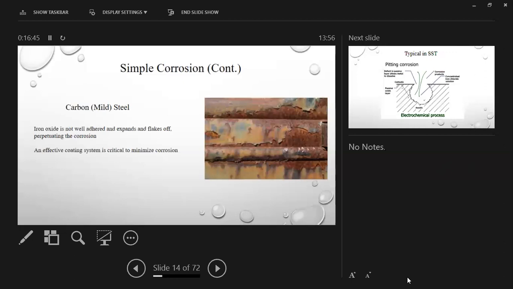Simple corrosion, carbon or mild steel, all one metal, but it's still corroding because of the anodic and cathodic areas on the surface of the metal. Iron oxide, which is the rust, has come off of the anode, is not well adhered to the surface of the steel, right? So it flakes off, exposing more steel, and the process just continues and continues. An effective coating is probably the best way to protect a mild steel.